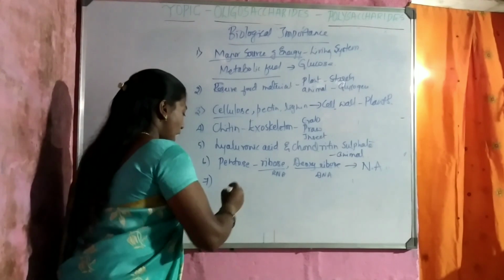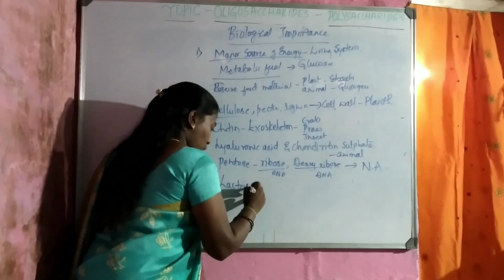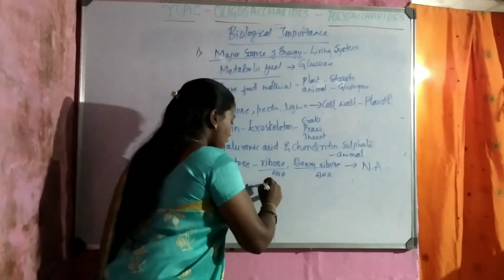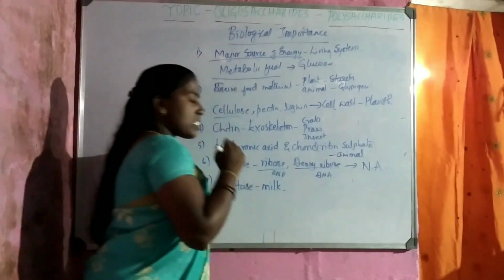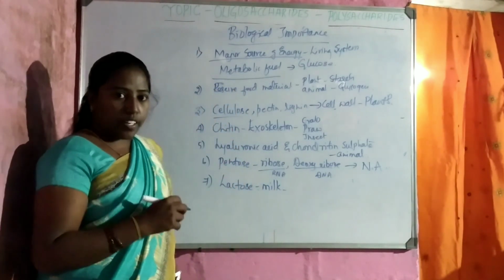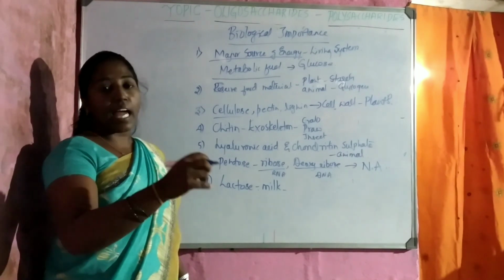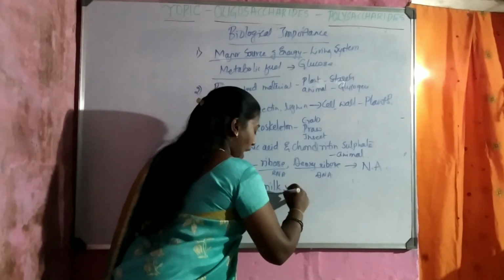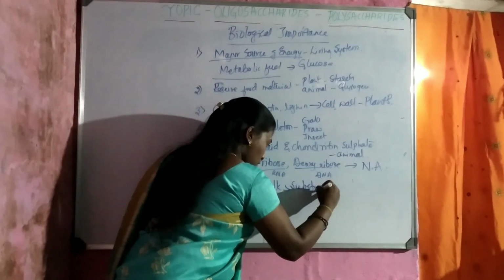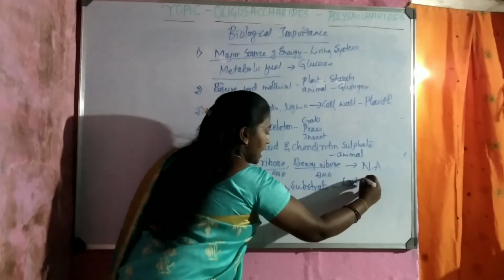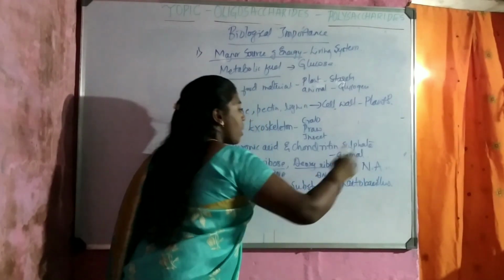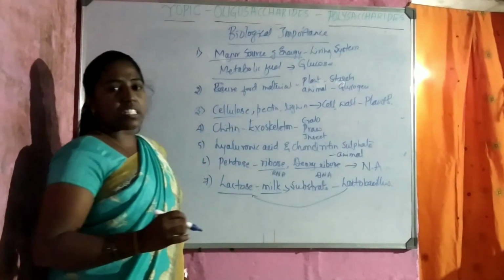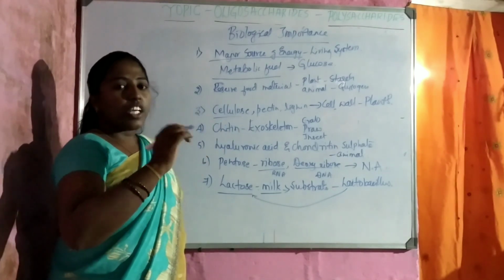The next is lactose. We know that it is a type of disaccharide. Where is it found? It is found in case of milk. This lactose acts as a substrate for a bacteria called lactobacillus. Lactose found in the milk acts as the substrate for lactobacillus bacteria. This lactobacillus bacteria feeds on lactose present in the milk and converts the milk into curd.